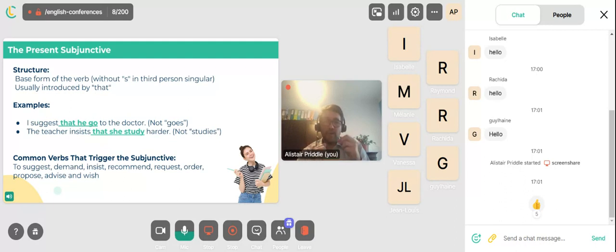Now, there are common verbs that trigger the subjunctive. For example, to suggest, demand, insist, recommend, request, order, propose, advise, and wish. These are common trigger verbs for the subjunctive.